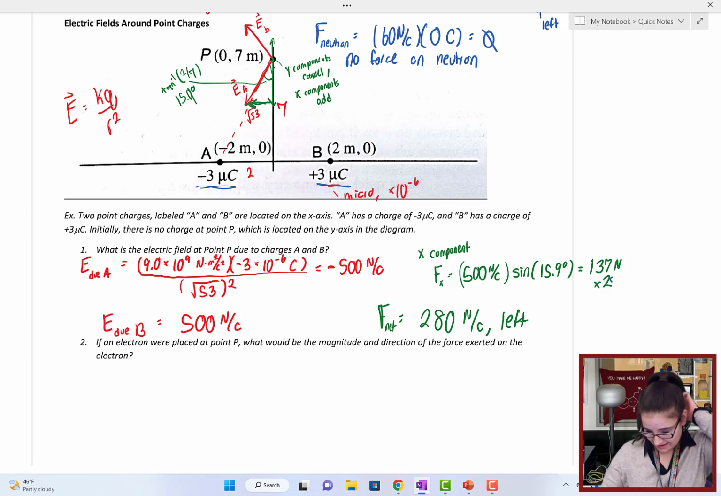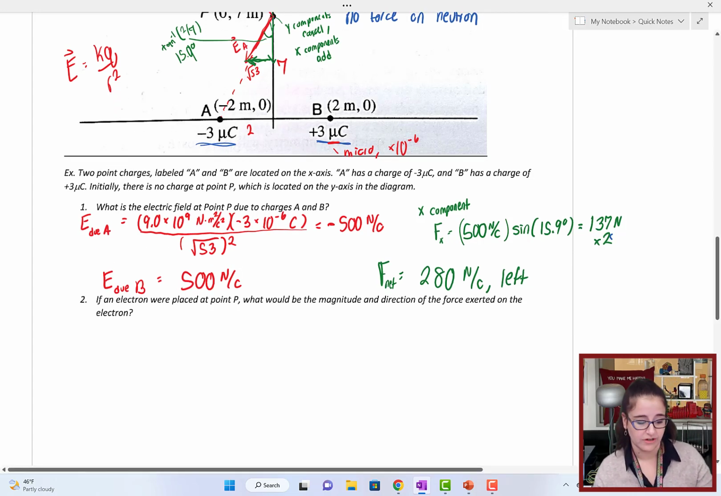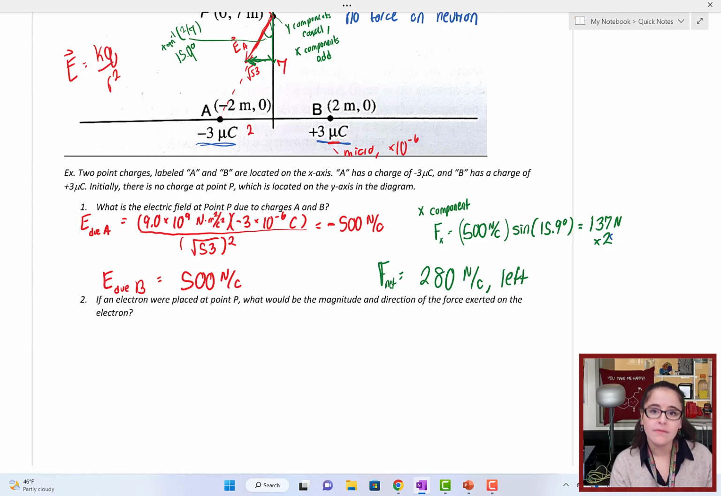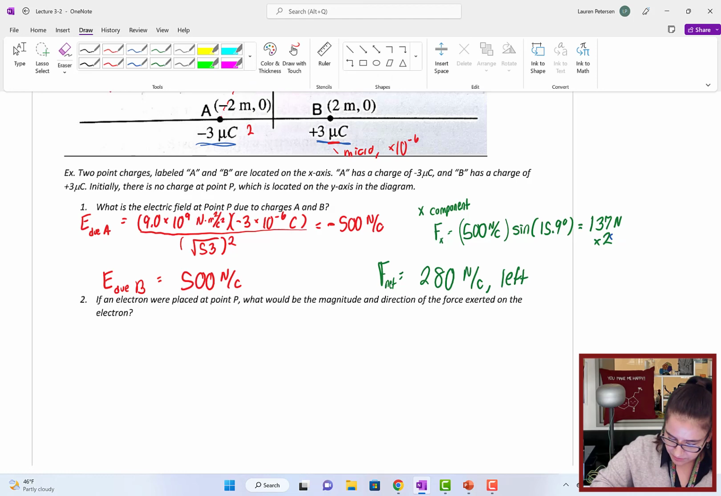Now, if an electron were placed at that point, what would be the direction of the force? Well, if the electric field points to the right, electrons flow uphill. They flow opposite the electric force. So the direction would be to the right.